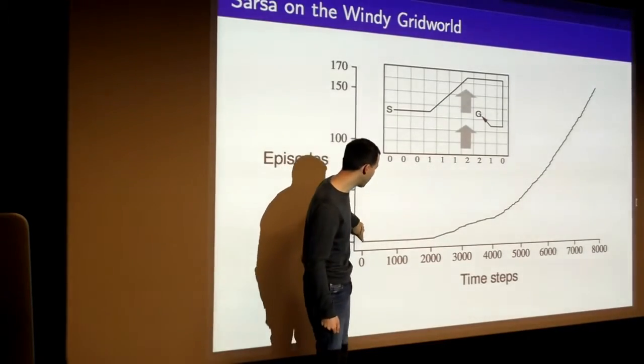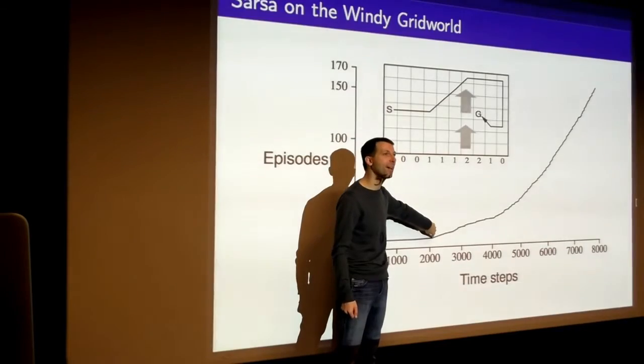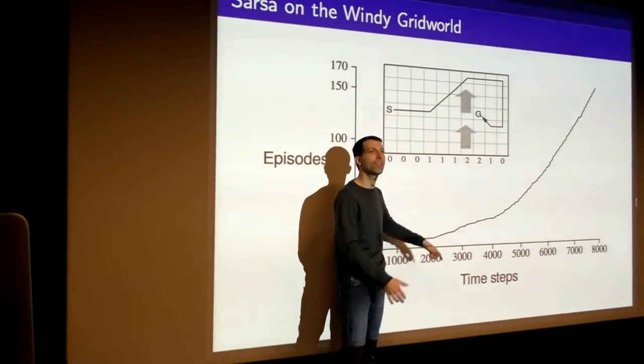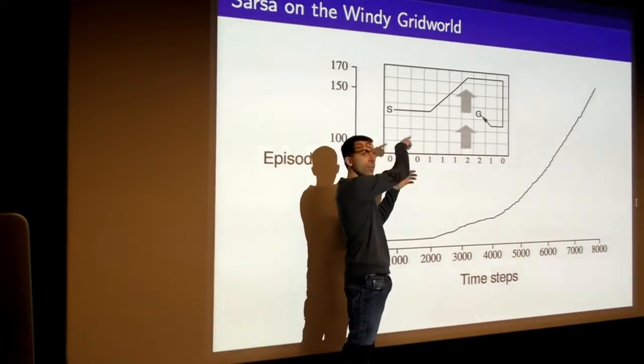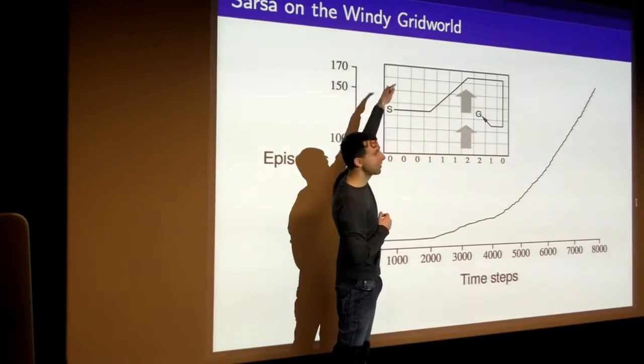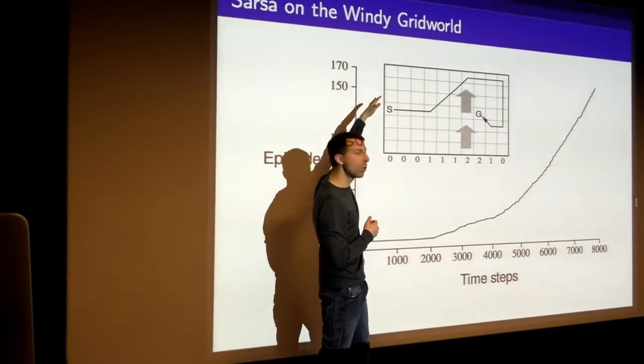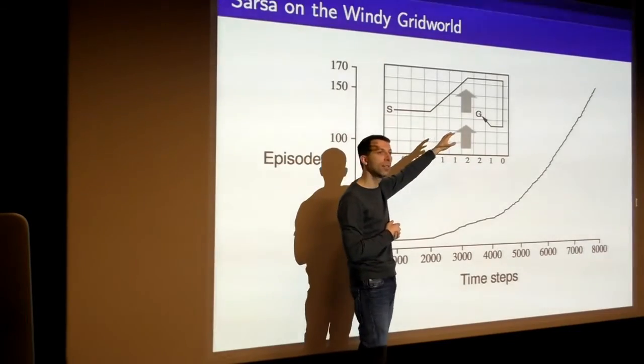So you can kind of see here that the first episode took 2,000 time steps to complete. It started off with no knowledge about how to do this, and so it's basically just doing a random walk, and that random walk is biased upwards, so it's not even as good as a random walk, so it takes a long time to actually stumble on the goal.